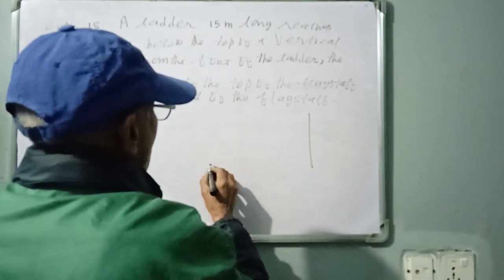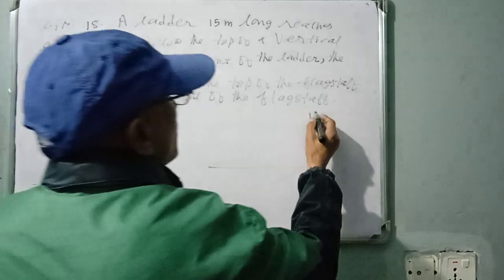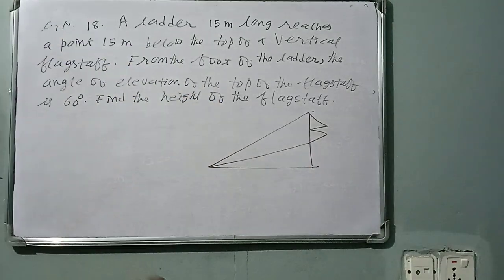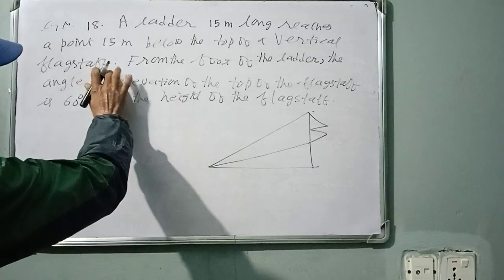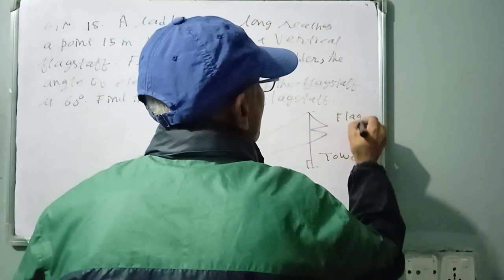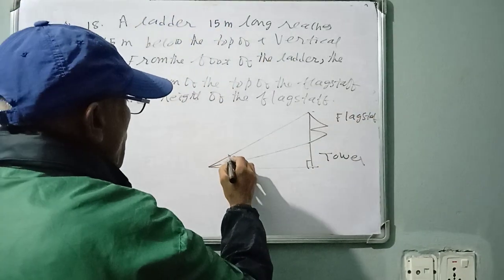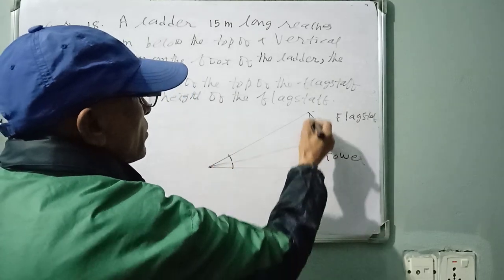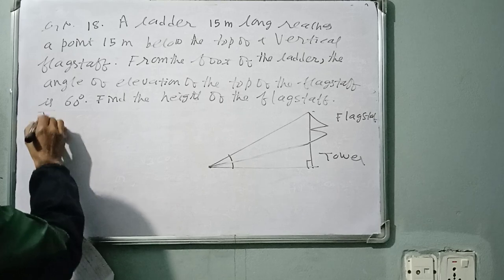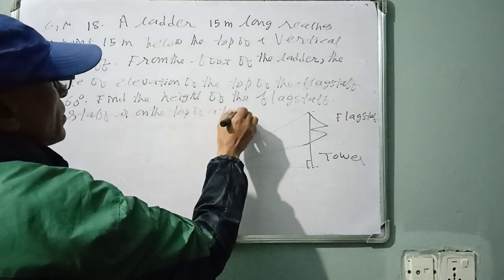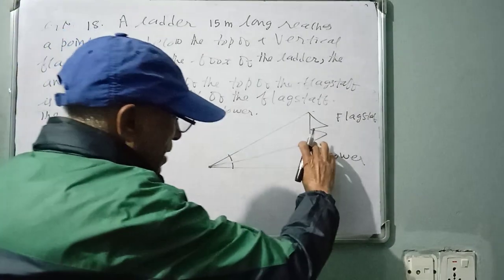How you can solve it? First of all, see the question. There is a vertical flagstaff. A ladder 15 meter long reaches a point 15 meters below the top of a flagstaff, which is on a tower. There is a tower also. There is a flagstaff, from the foot of the ladder. This is a ladder, and suppose the flagstaff is fitted on the top of a tower.